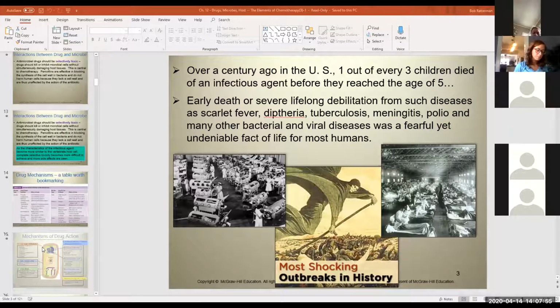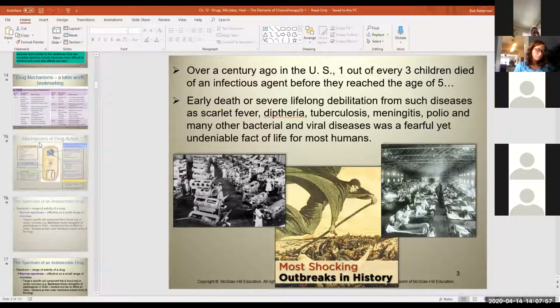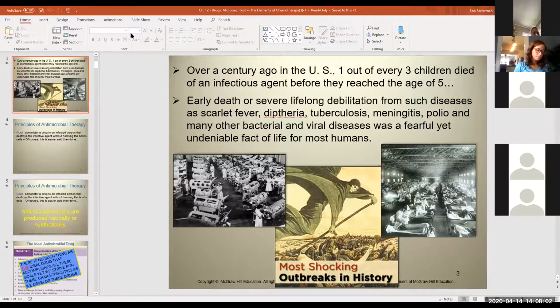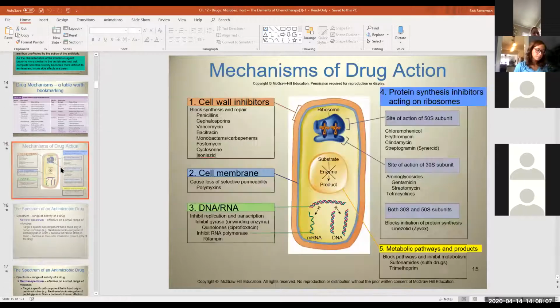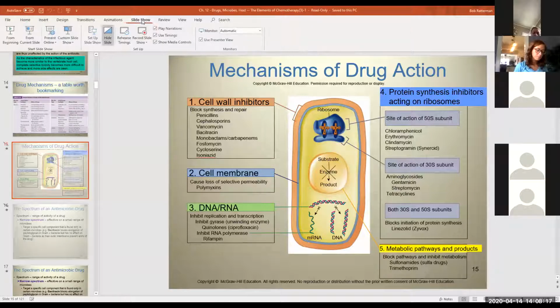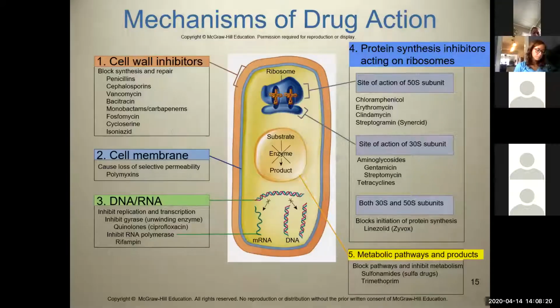So this was the diagram. Come on. Why are you doing this? Can I move this? There we go. Okay, do you all see the mechanisms of drug action? Mm-hmm. Okay.